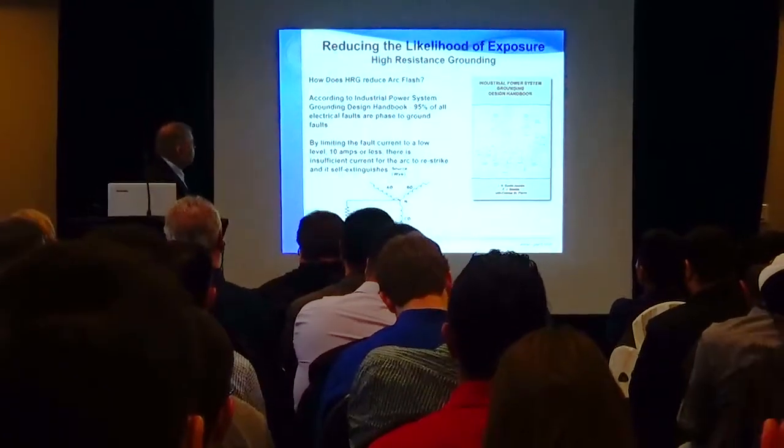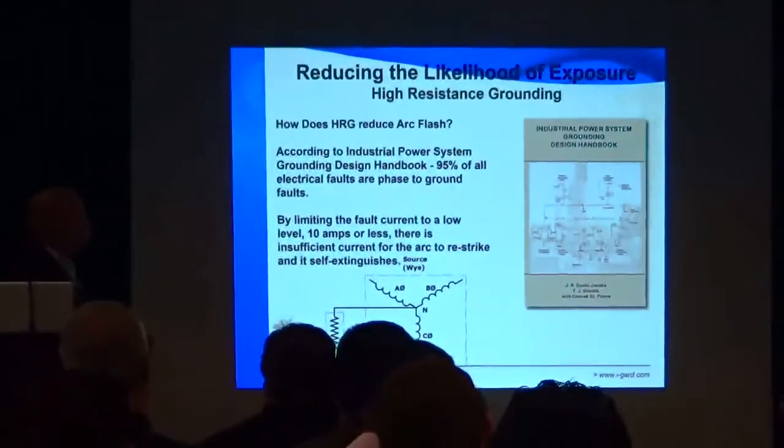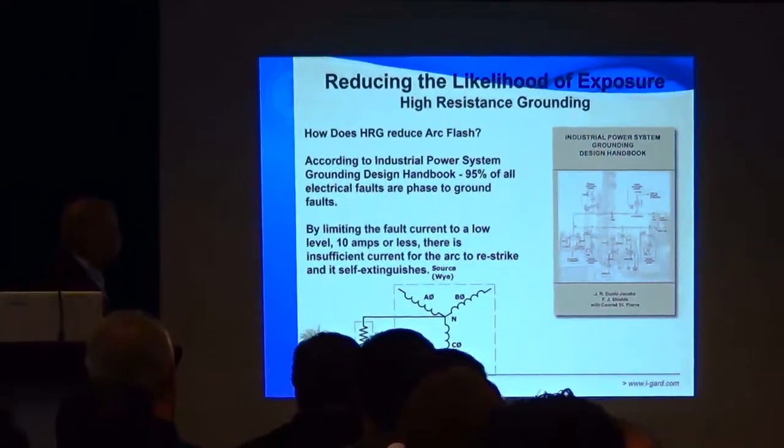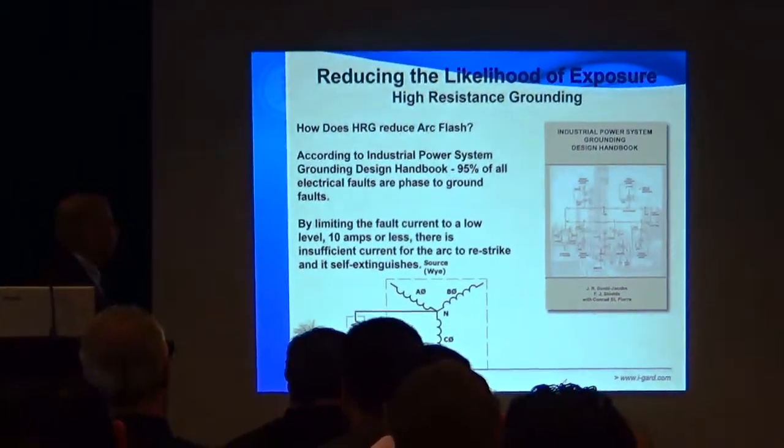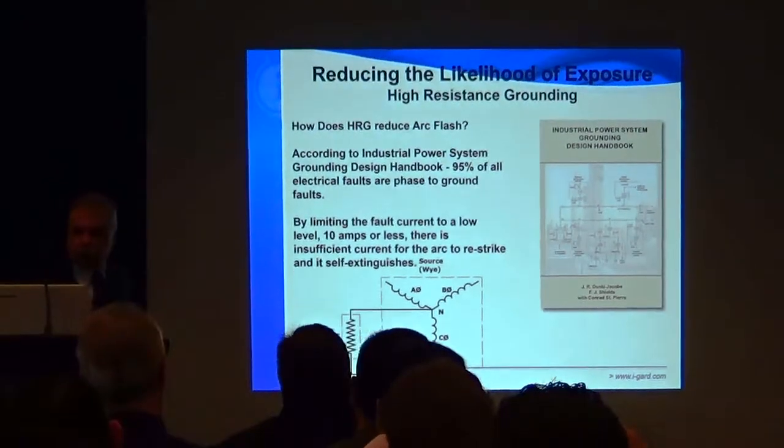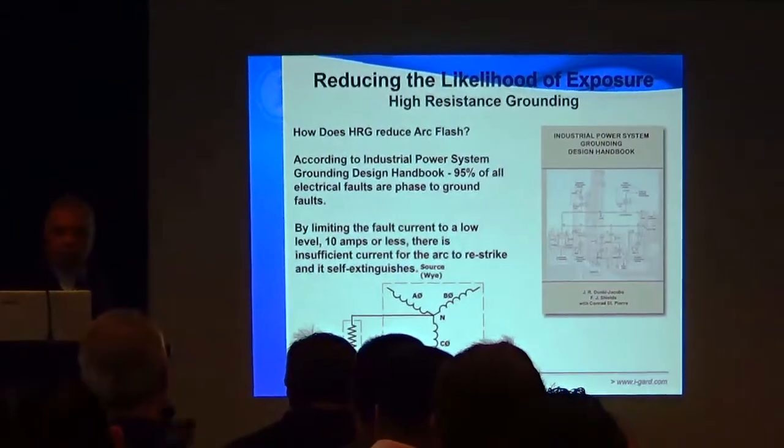Limiting the wall current to less than 10 amperes, there is insufficient current for the arc to strike, and it will self-extinguish and therefore will not have any arc crash. So 95% of the problem according to this book is sorted out.